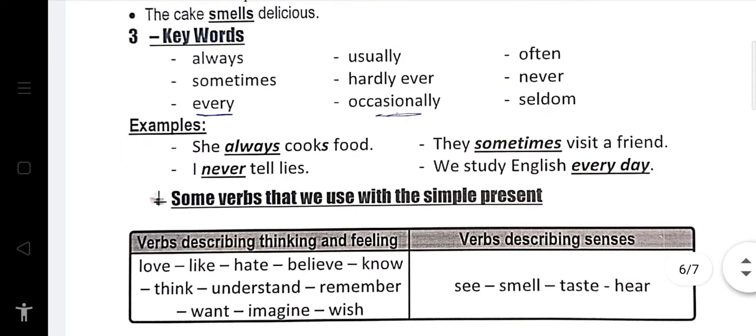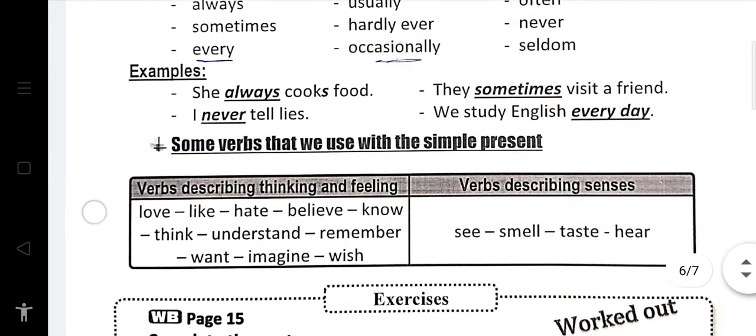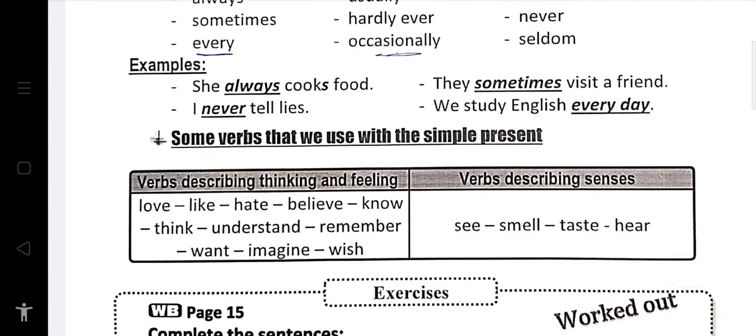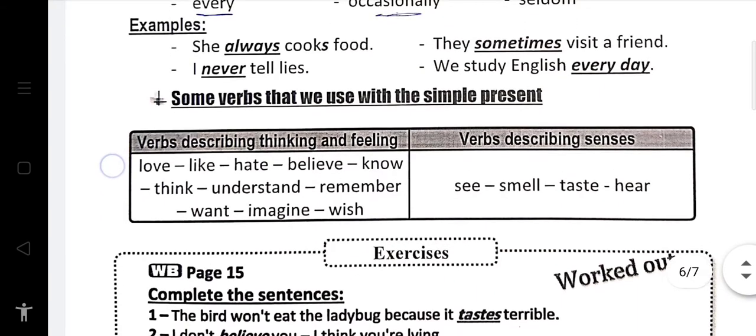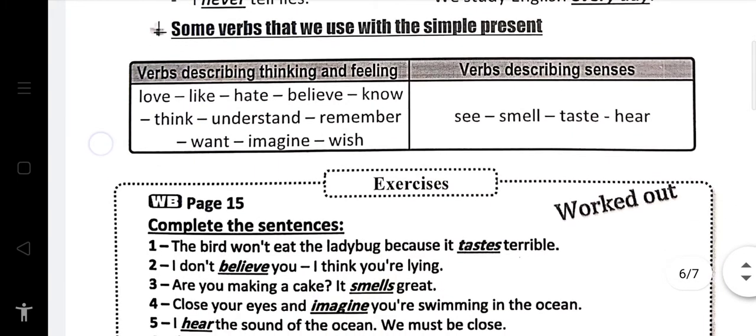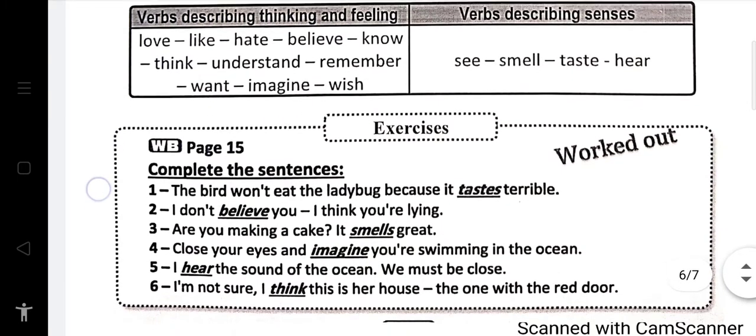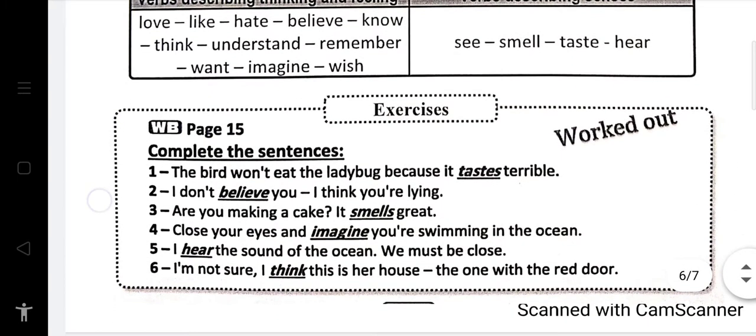Some verbs that we use with the present simple, like love, like, hate, believe, know, think, understand, remember, want, imagine, see, wish, smell, taste, hear. Let's have some examples. Complete the sentences.